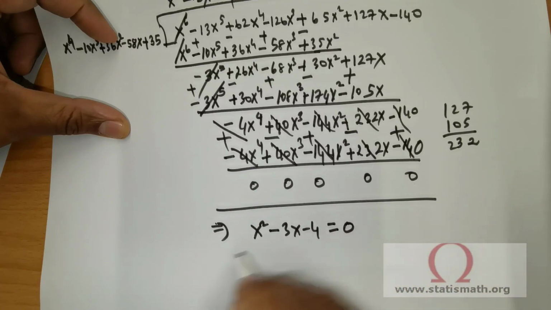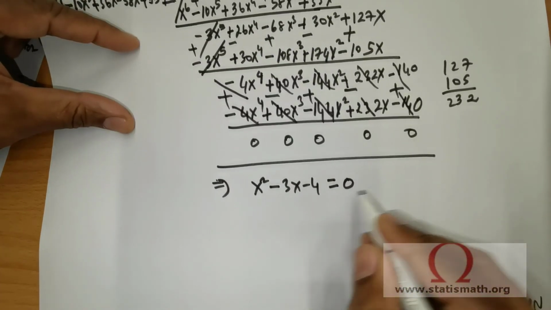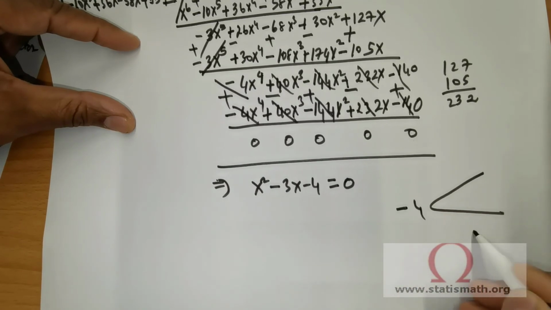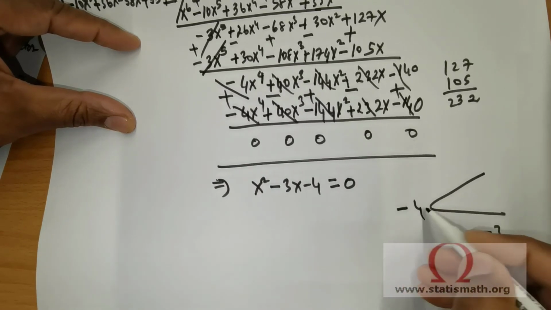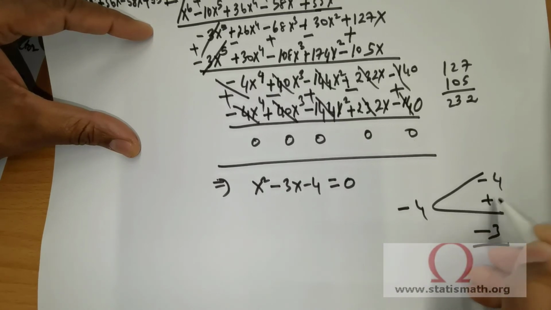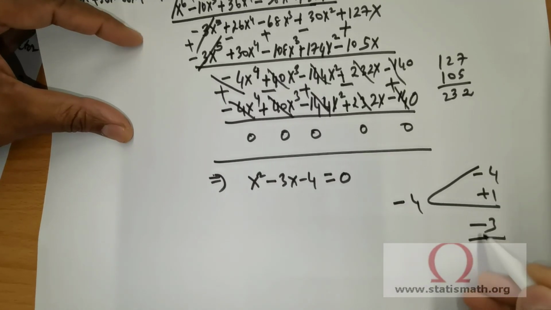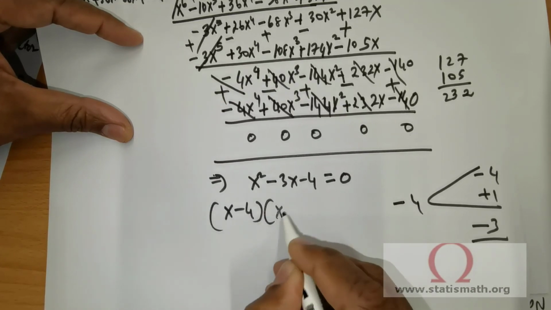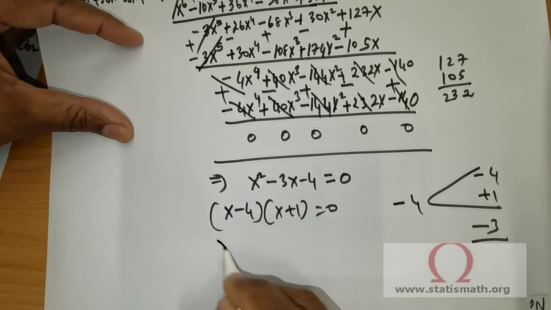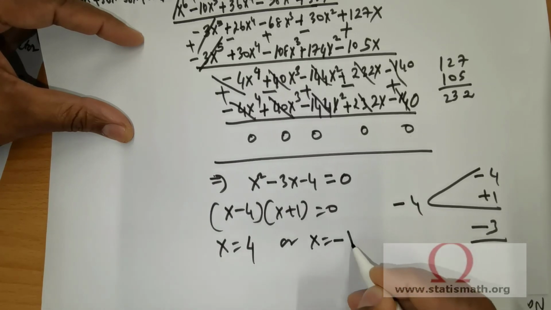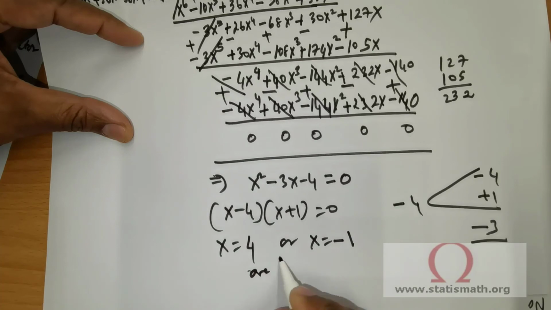So I need to obtain the values. Okay, so when we equate it to 0, this is going to be negative 4, negative 3. When I multiply, I need to get negative 4. So when I add, I need to get negative 3. So clearly x minus 4 times x positive 1 is equal to 0, which means x is equal to 4 or x is equal to negative 1 are the roots.